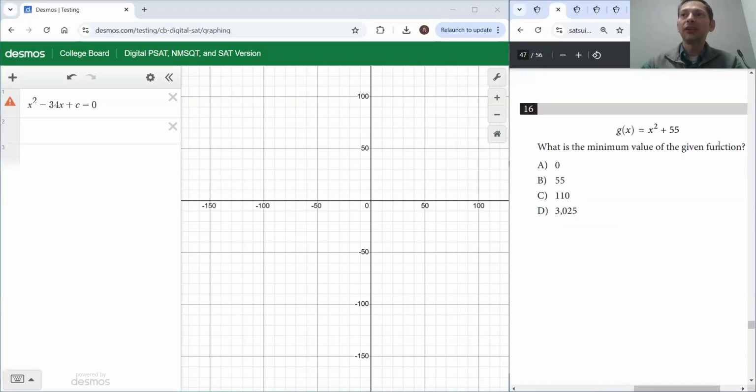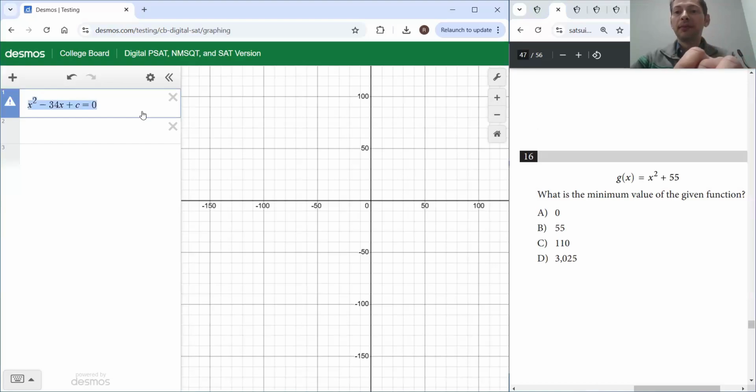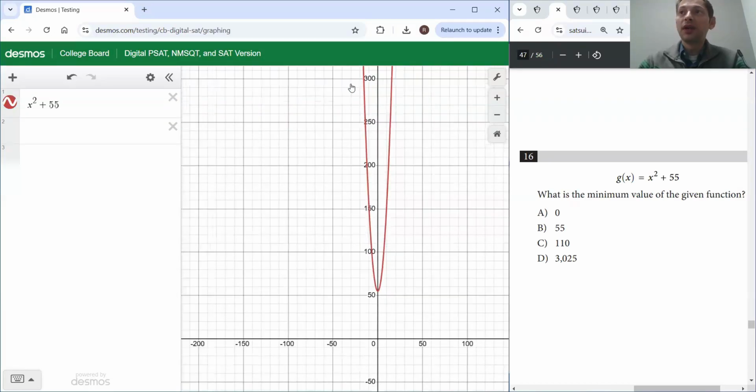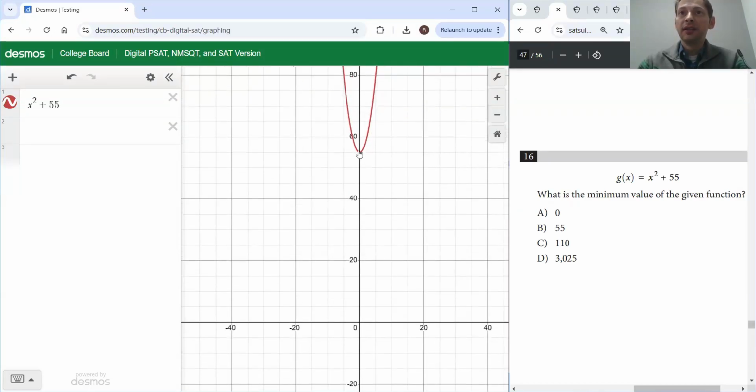What is the minimum value of the function? So what should we do? Let's actually write the function here, x squared plus 55. And you can actually visually see here, what is the minimum? The minimum is right here, and you could even zoom in. It'll give it to you, 55. That's it. Easy. Solid.